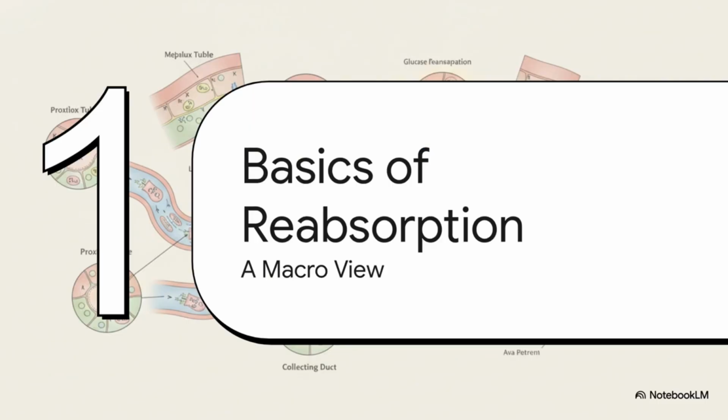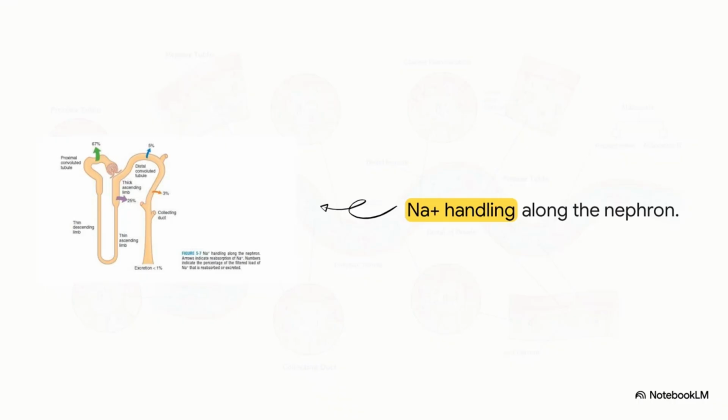Let's start with a macro view, the absolute basics of renal reabsorption. Just look at the sheer scale of work your kidneys are doing right now. An unbelievable 99.4% of the filtered sodium gets reabsorbed. Think about that workload. The proximal convoluted tubule alone is doing the heavy lifting, grabbing about 67% of it right out of the gate. Then, as we move down the line, the thick ascending limb handles 25%, the distal convoluted tubule takes 5%, and the collecting duct finishes up with 3%. That leaves less than 1% to actually be excreted in the urine. This breakdown really sets the stage for our detailed journey.